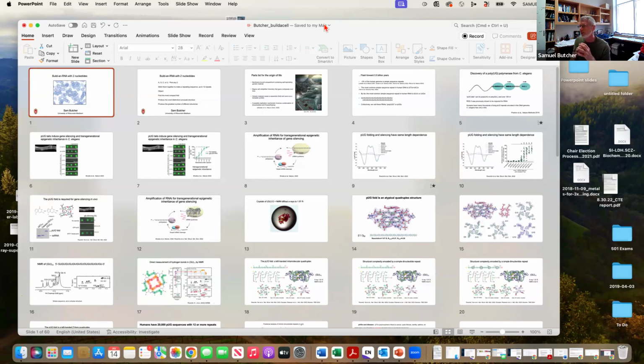And these canonical sort of quadruplexes have like GGG, NNN, GGG, NNN, GGG, et cetera. And those are stable, and those seem to be able to regulate the loading of ribosomes. The pugs, not so much, maybe unless you give them a stabilizing ligand.